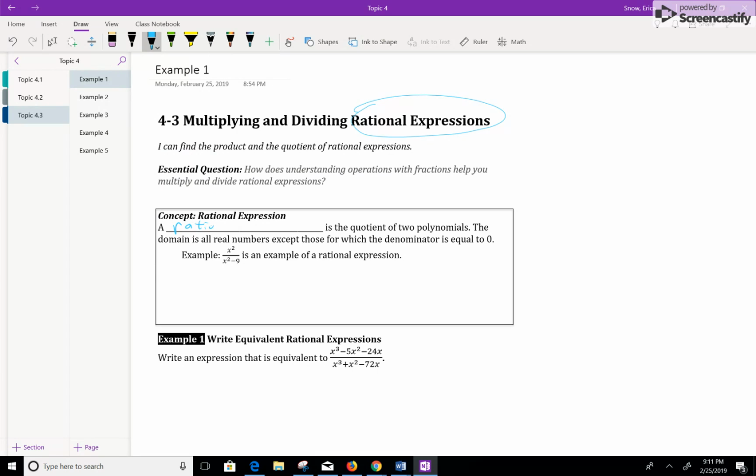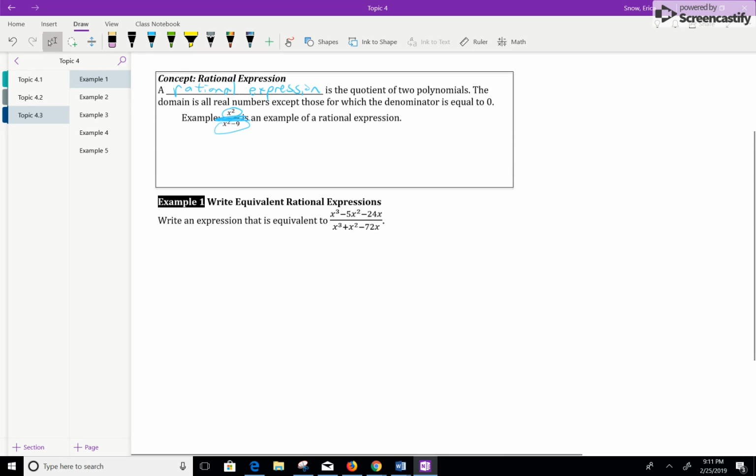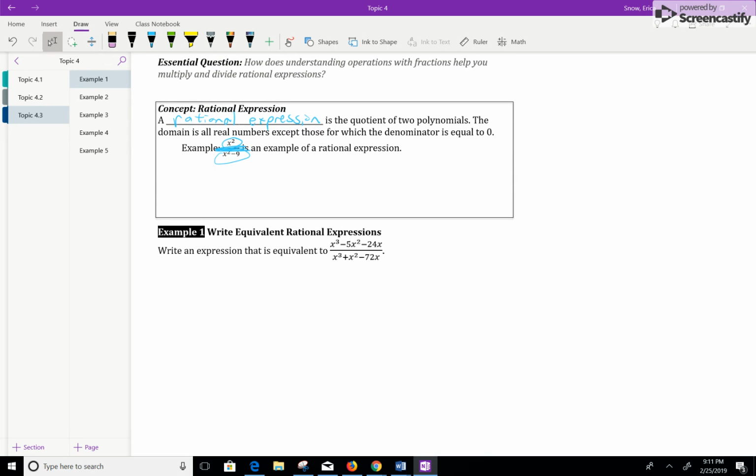So a rational expression is the quotient of two polynomials. That means we're taking a polynomial on top and we're dividing it by a polynomial on the bottom. So this is an example of a rational expression. Now, we want to know how to simplify these.